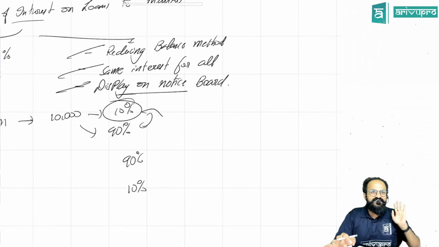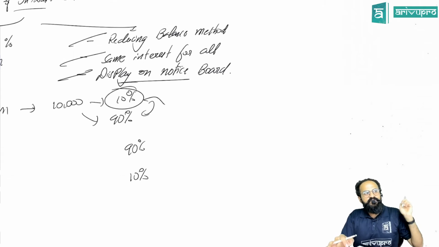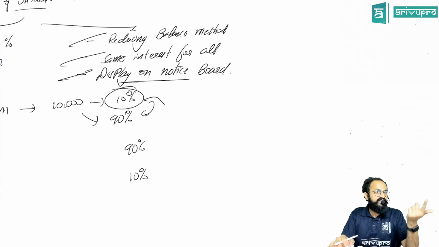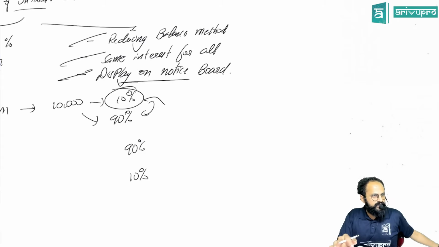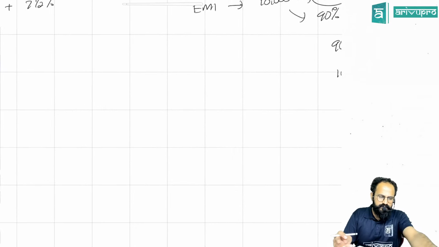So that this is the rate of interest. If you remember, we had seen one more thing also, private circulation of advertisement, which says what is the rate of interest allowed. So notice board you can post it. It's allowed. Okay. Read on next one.